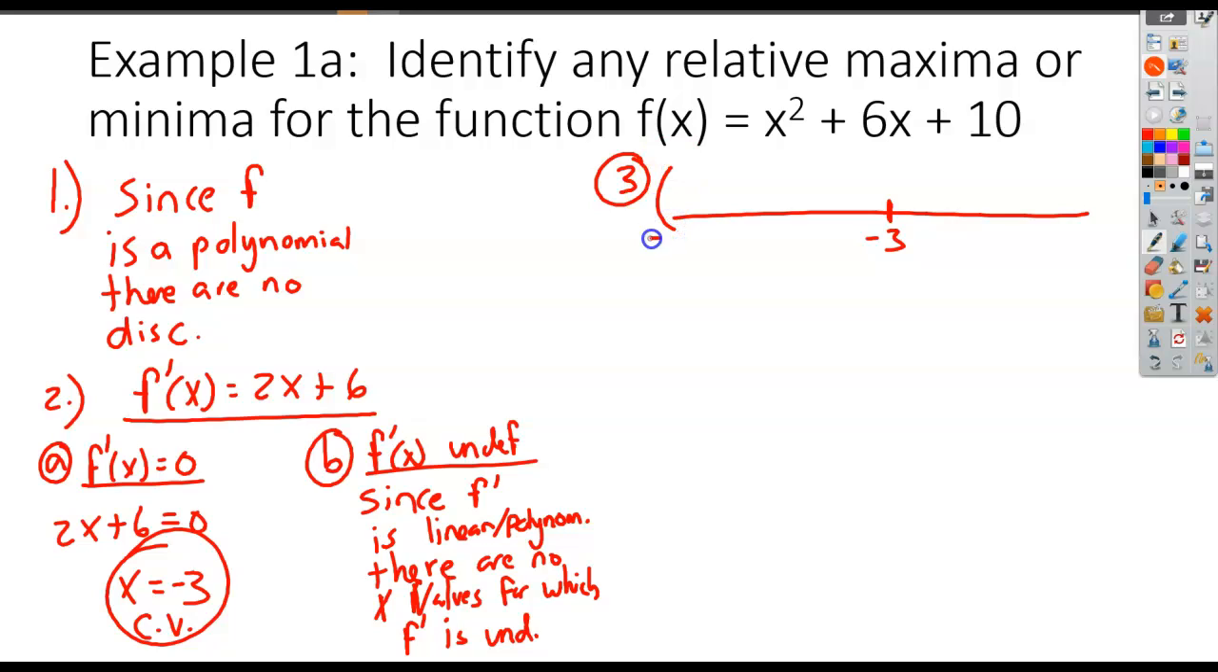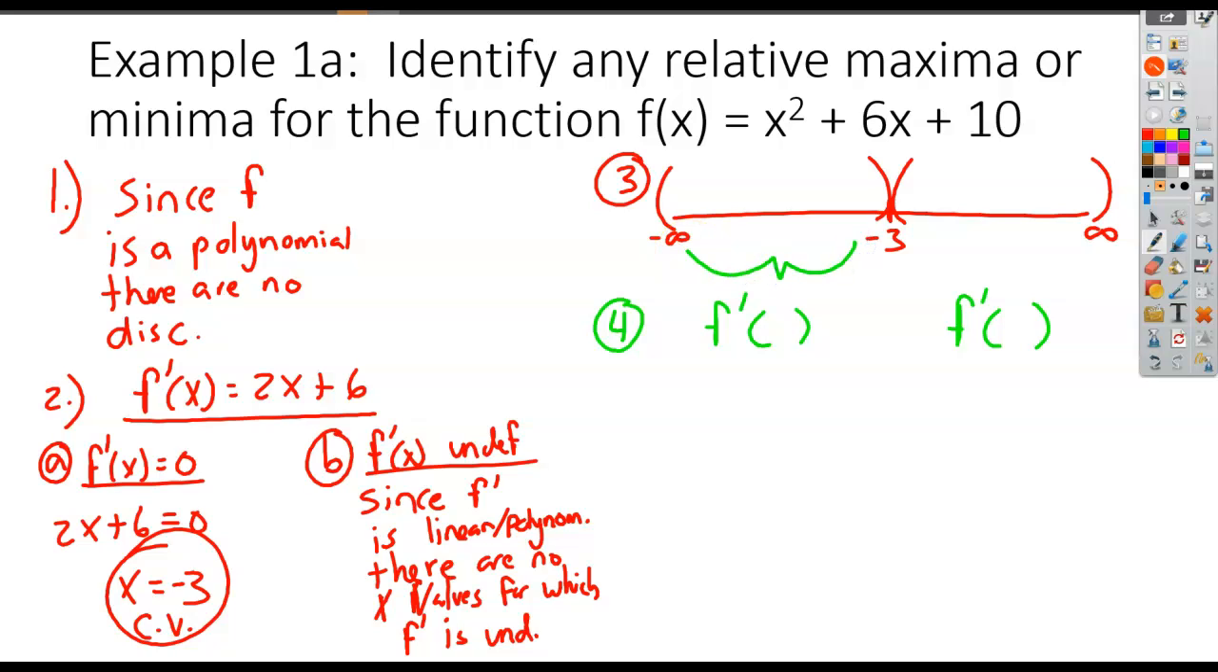We could pick anything from -infinity up to -3 in this interval, and on this interval, we could pick anything from -3 up to +infinity. Okay, so step 4, I'm going to do in green here. We want to pick a number to plug into our derivative on each of these intervals. Let's start with this interval here.